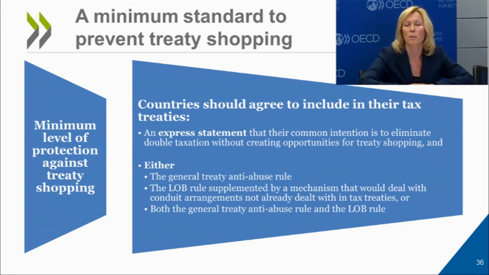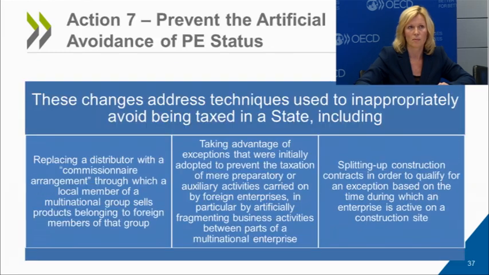Why these combinations? There are different preferences between countries, and therefore we have given countries the possibility to be flexible, to do their preferred approach. But I can guarantee you that all of these approaches will be very effective. So does that mean that we are ready with treaty abuse? More or less. There are a couple of open issues that we need to look into.